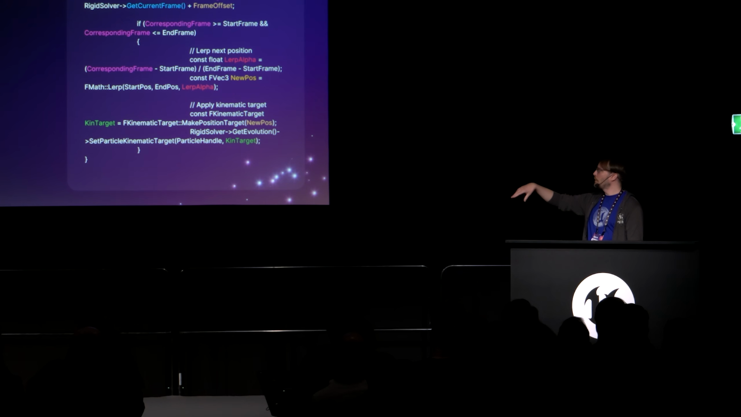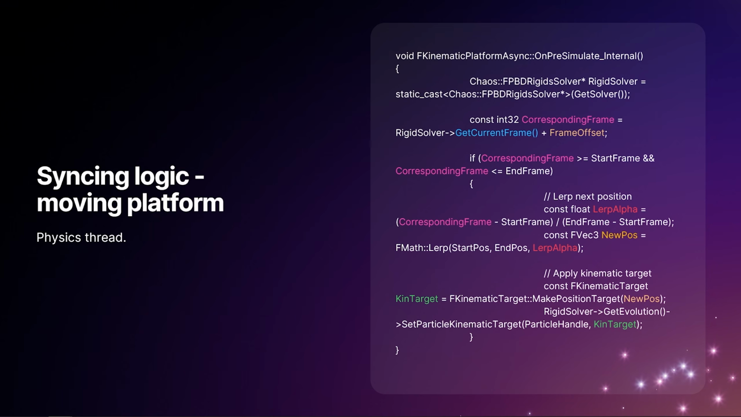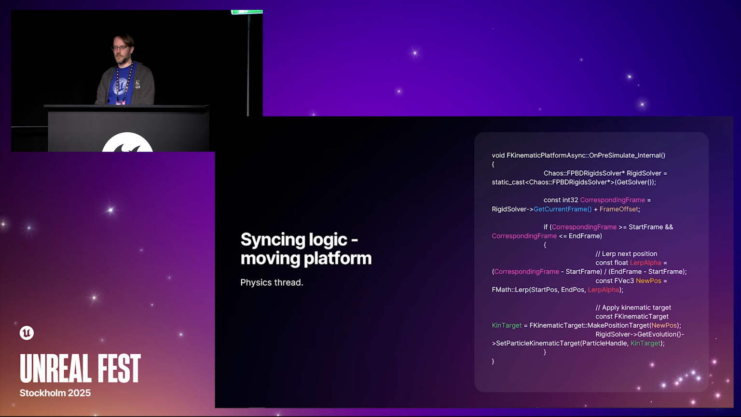So if you base this logic in the if statement, you have if the corresponding frame is larger or equal to the start frame of the kinematic mover, then it starts moving. And if the start frame is based on the server frame, this logic will produce the same input on the corresponding frame on the client as it does on the server.